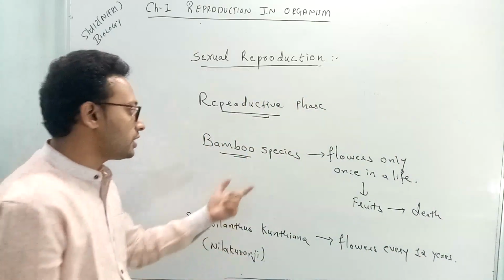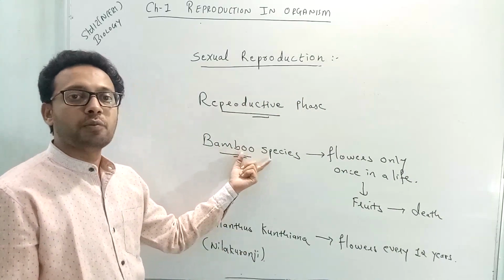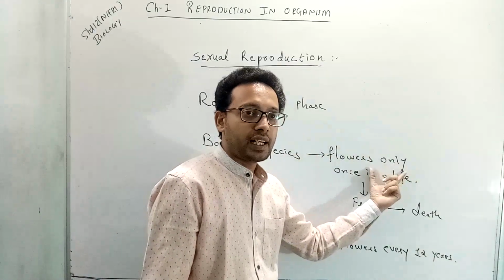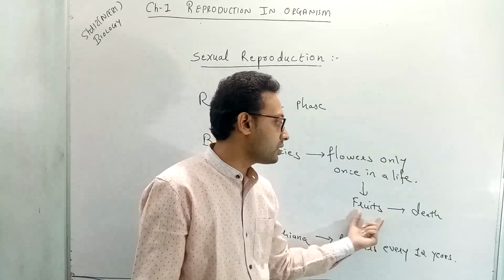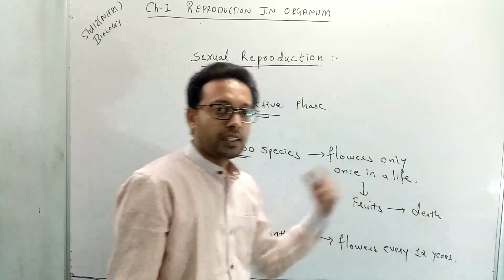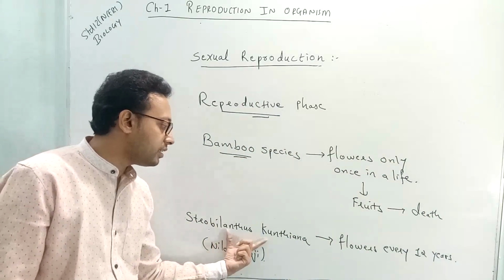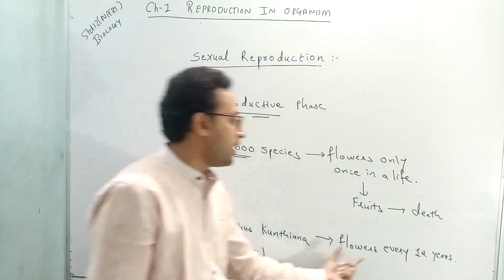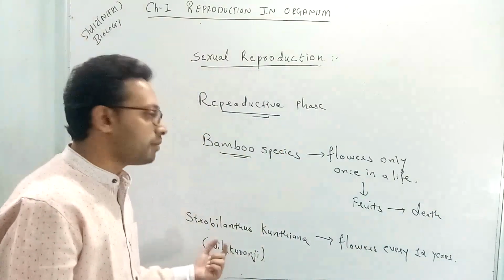Okay, so you have to remember these two examples. They are very important. Bamboo species, how many times do they flower in their life? They flower only once in their life. They generate lots of fruits after flowering by reproduction, and then ultimately they die. The other plant where unusual flowering is reported is Strobilanthes kunthiana, commonly called Nilkuranji. It flowers every 12 years, and the flowers of this Nilkuranji are blue in color.